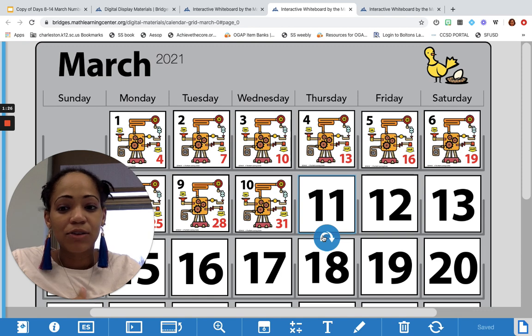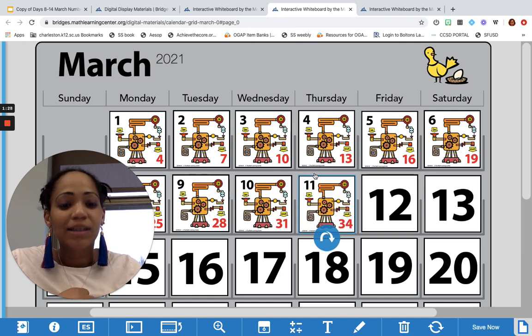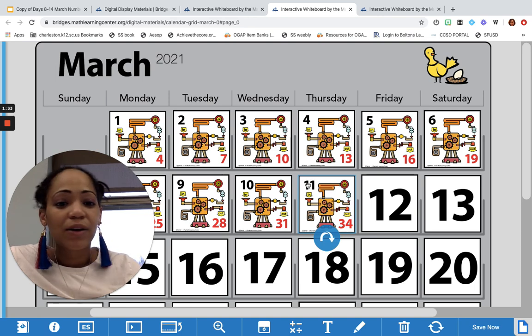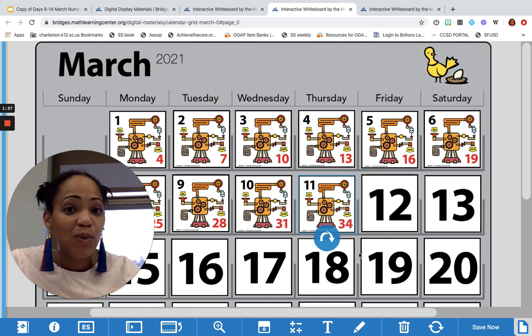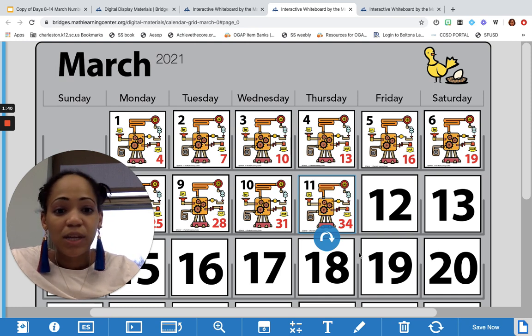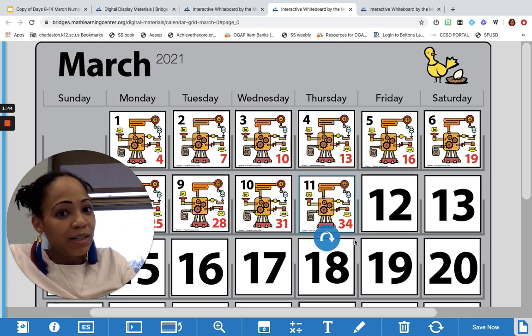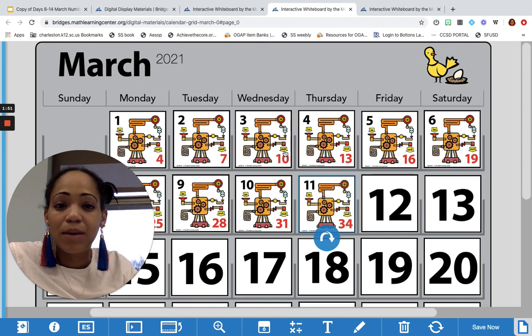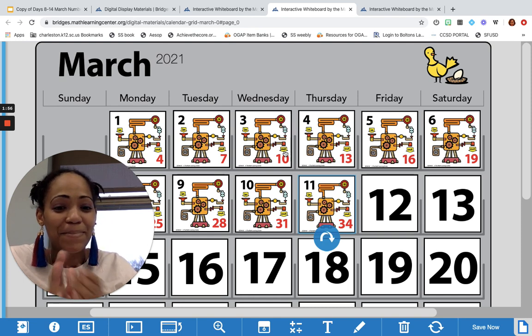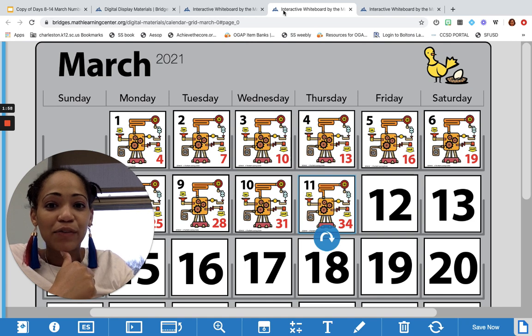Let's look at today's calendar marker. Put in 11, you get a 34. I wonder what I could say about the relationship. I know that it is 23 more than 11, but we're not talking about addition here for our program. We're thinking maybe multiplication, or maybe we're thinking multiplication and addition. All right, so that's our calendar marker for today.